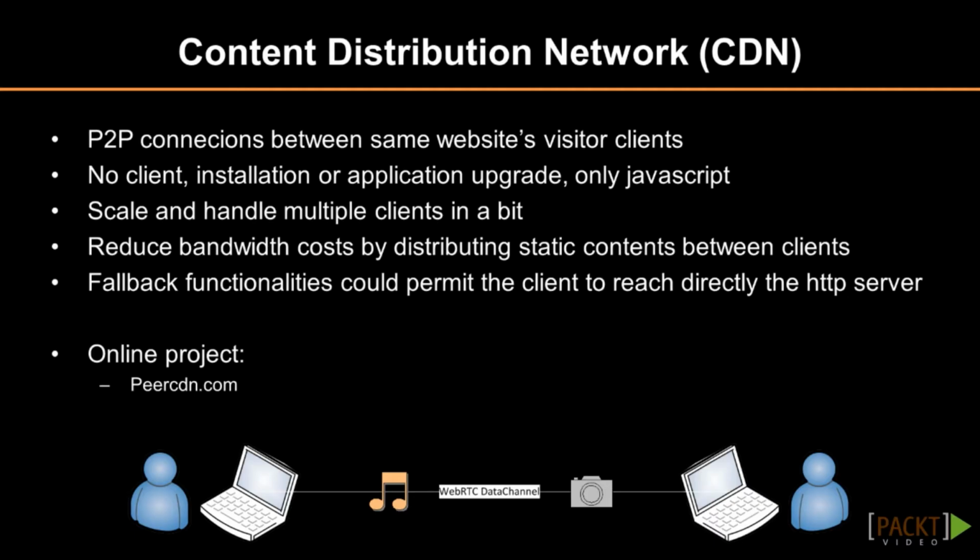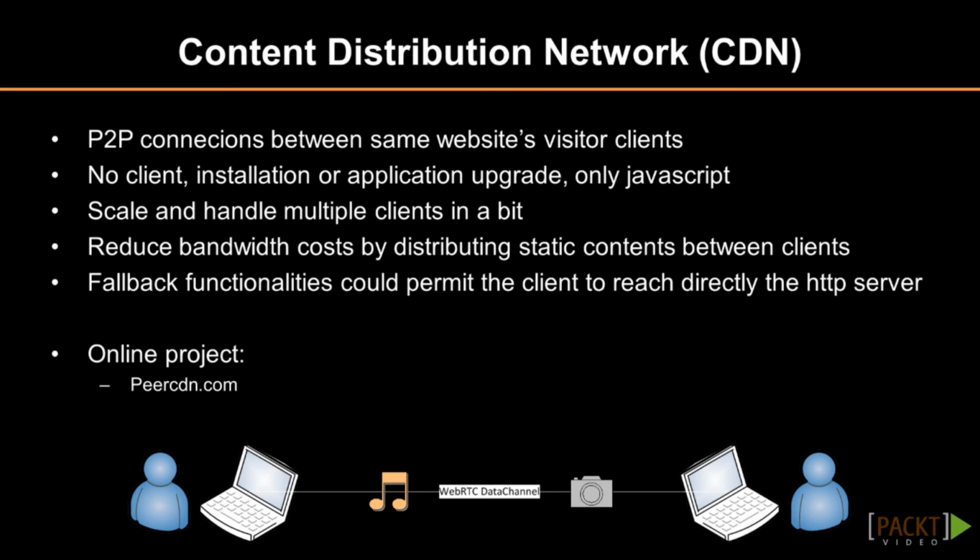The Content Distribution Network is a special network of servers that scale and distribute many HTTP requests to a web server. Using WebRTC data channels through peer-to-peer connections between the same website's visitors could help the loaded website to easily scale its load and improve its performance.